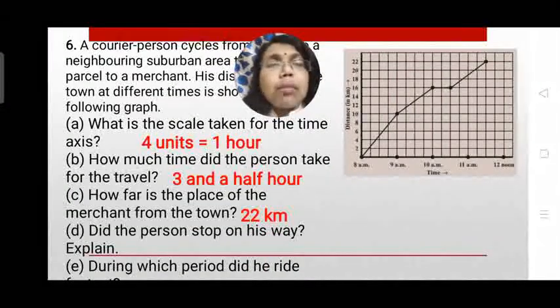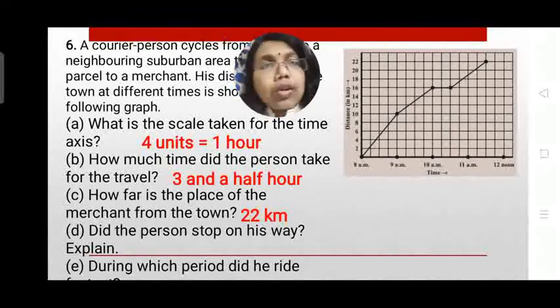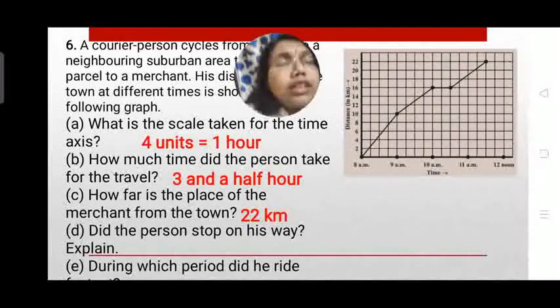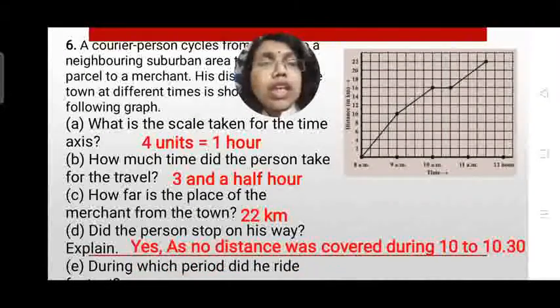Did the person stop on his way? Explain. Now here, do we see any particular space wherein the line is exactly horizontal or parallel to the x-axis? Yes, we do. It is at 10 to 10:30. So there the line is horizontal, therefore the person did not travel any distance. And since he did not travel, that means he stopped. Therefore, we should say yes, as no distance was covered during 10 to 10:30.